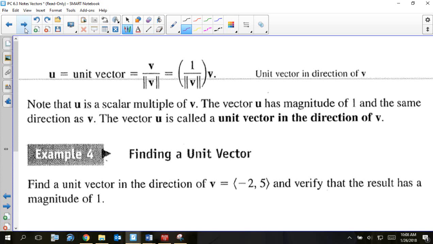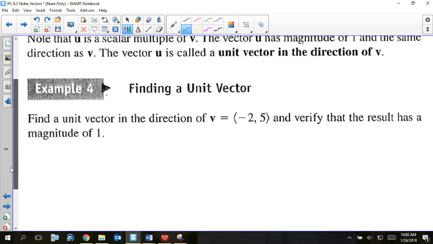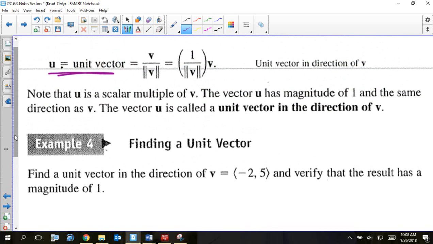Alright, so we are on unit vector. And the unit vector is a vector that has a magnitude. What's magnitude stand for? Length of 1. Hence, unit vector. We can find a unit vector by using this formula right here that says multiply the original vector by 1 over the magnitude.